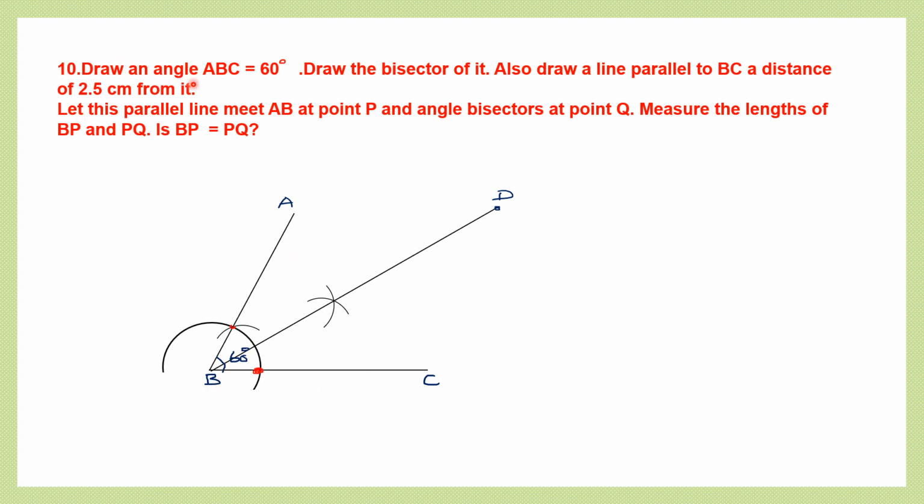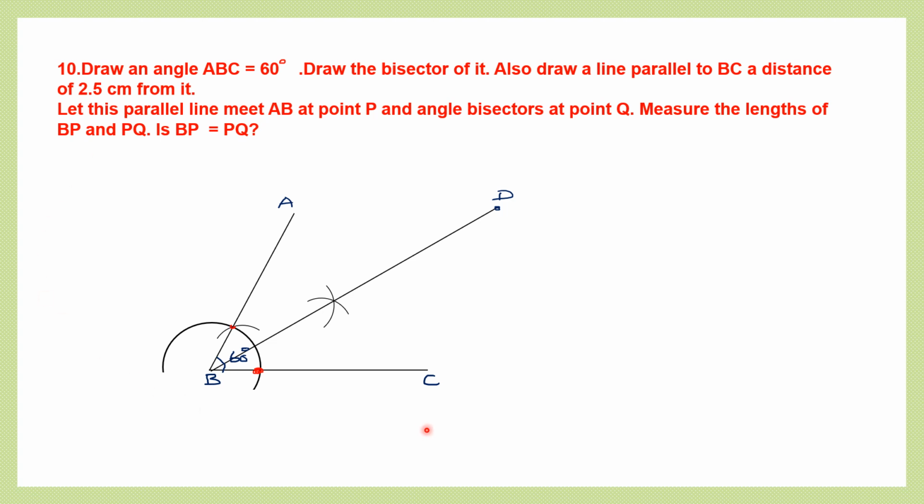So we finished the first part. We drew an angle of 60 degrees, and then we also drew the bisector. Now we are asked to draw a line parallel to BC, a distance of 2.5 centimeters from it. So here we are going to draw a line that is parallel to BC. Again, a distance is given to us. So we know how to draw a parallel line when a distance is given, and the distance here is 2.5 centimeters.